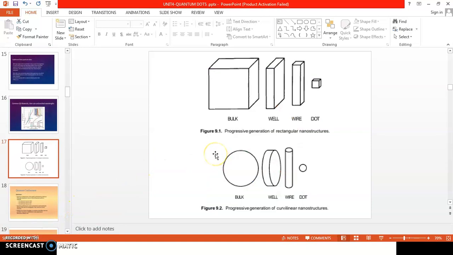Then the next slide is explaining what bulk material is, what a quantum well is, what a quantum wire is and what quantum dots are. Next, these are the rectangular nanostructures. Here the curved linear nanostructures are given. So here you can see everything in the form of rectangles, and here everything in the form of curved linear shapes.